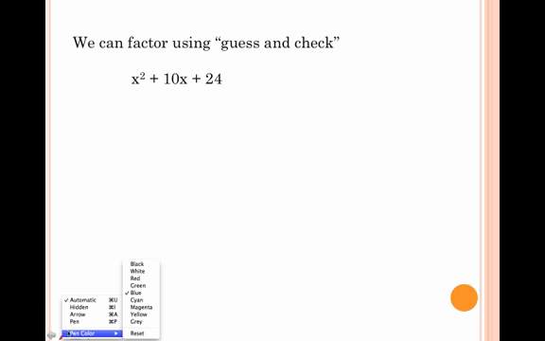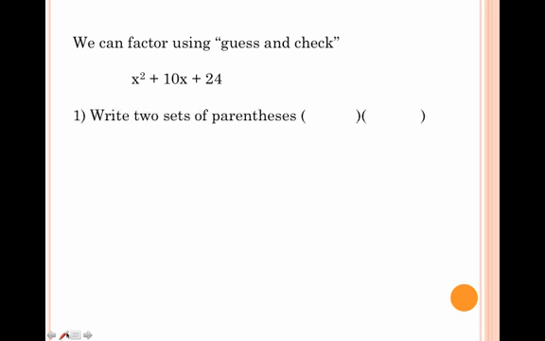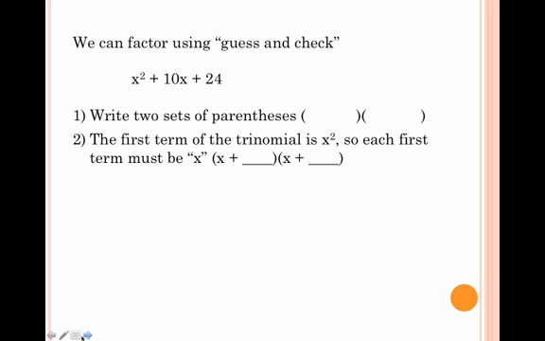So we can attempt to guess and check. There are many ways of doing this, but I'm just going to go through kind of a method of guessing and checking. I'm going to put my parentheses because I know this is going to be a product of two binomials. I know that the first term of the trinomial is going to be x squared. So obviously each of the first terms in the binomials has to be an x.